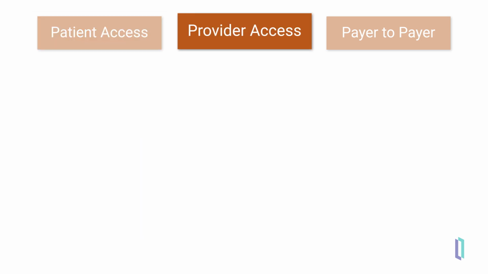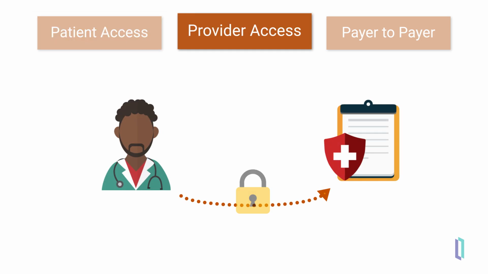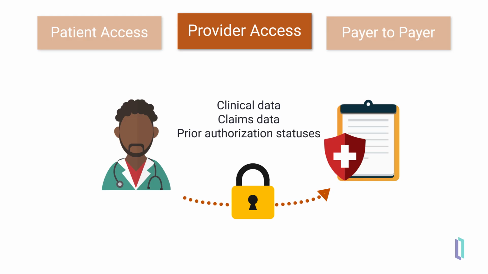The Provider Access API gives a member's provider secure access to the patient's data held by the health plan during their treatment relationship. This includes clinical data like past tests and treatments, as well as claims data and prior authorization statuses. Access to this data ensures providers have a more complete patient profile and helps to avoid issues like duplicate tests while improving the level of care.